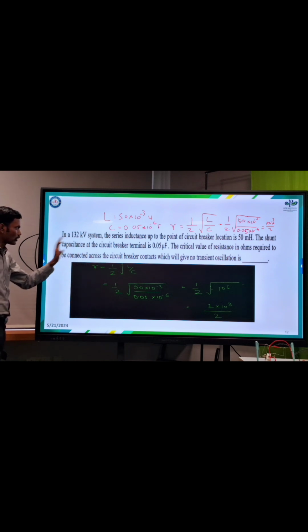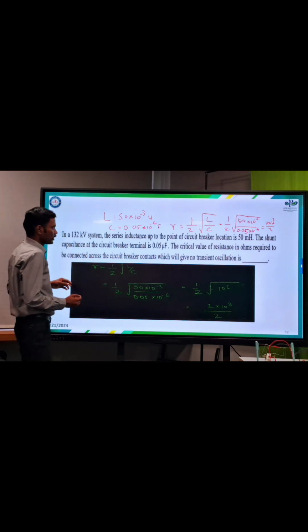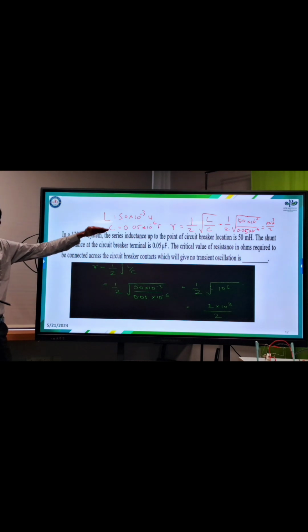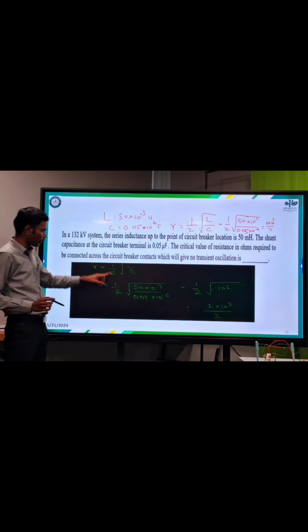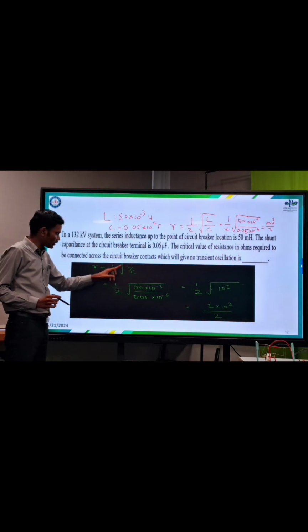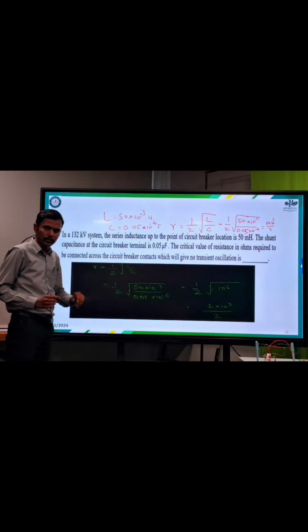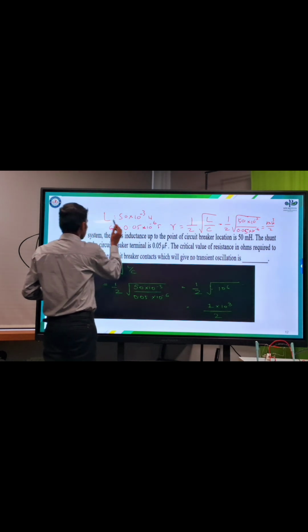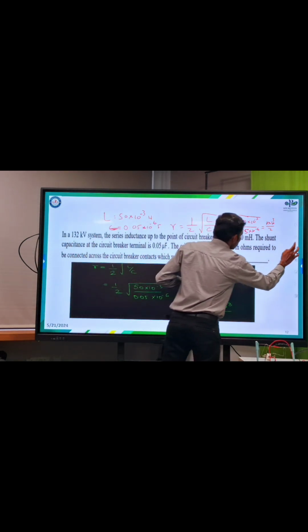In a 132 kilovolt system, they have given the series inductance value and the capacitance value, and we have to find the critical resistance. The formula is R equal to 1 by 2 root L by C. You can just substitute this L and C and find out the value. So this is the critical resistance they are using.